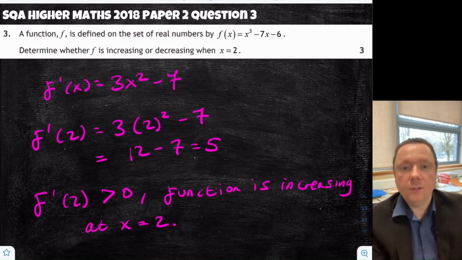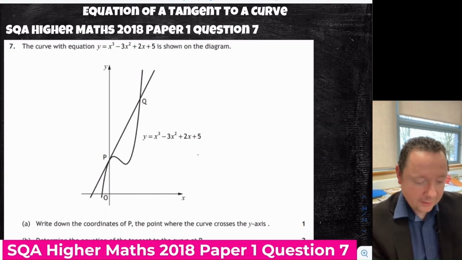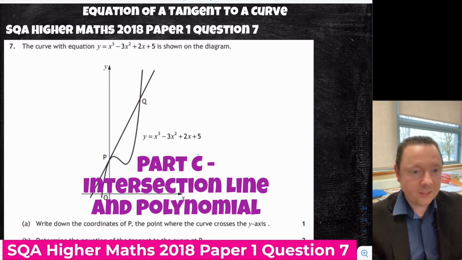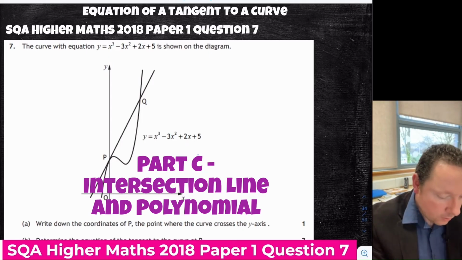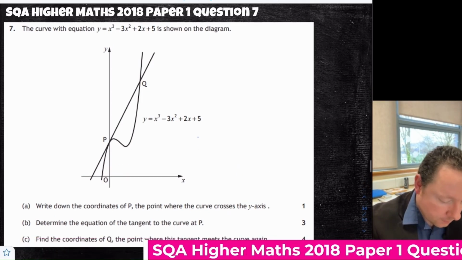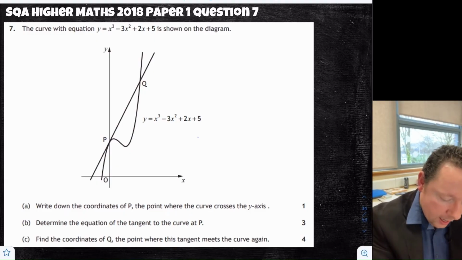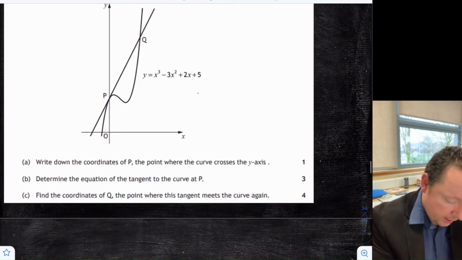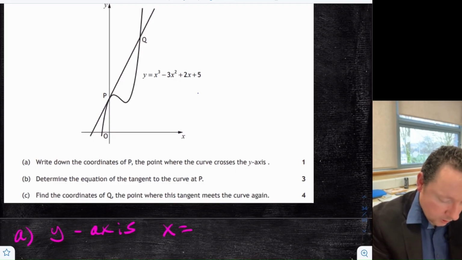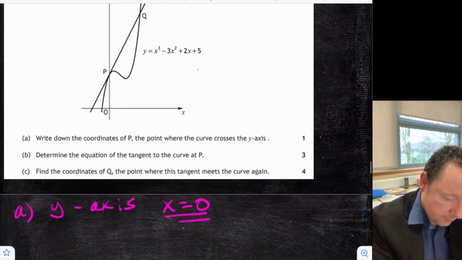And we're done there. SQA Higher Maths 2018, paper 1, question 7 for the equation of a tangent. You've got this curve shown in the diagram. Write down the coordinates of P, the point where the curve crosses the y-axis. So for part A, it cuts the y-axis when x equals 0. So subbing 0 in, that's really easy. 0 minus 0 plus 0 plus 5. When x is 0, y is 5, so it's 0, 5.